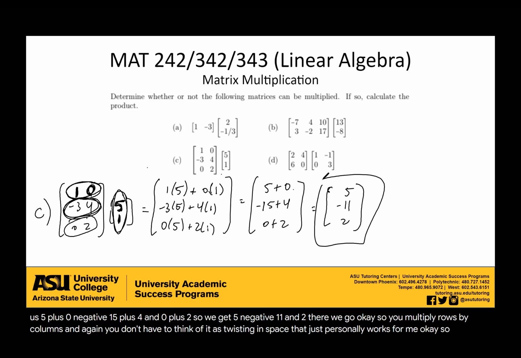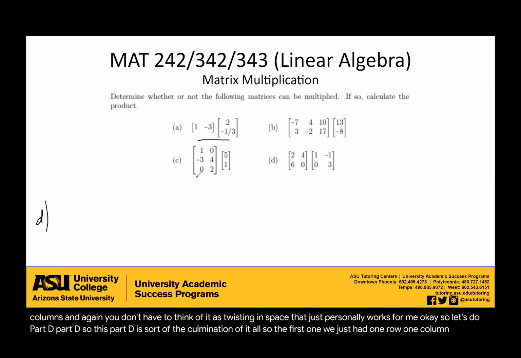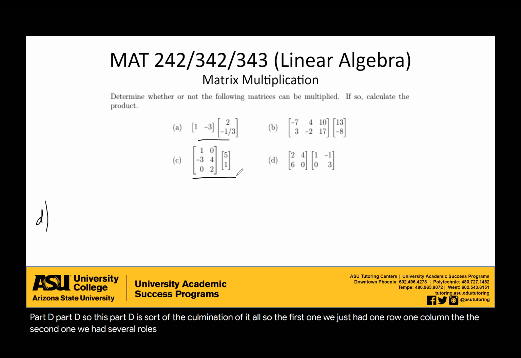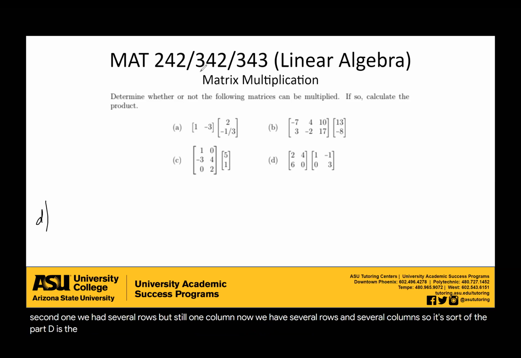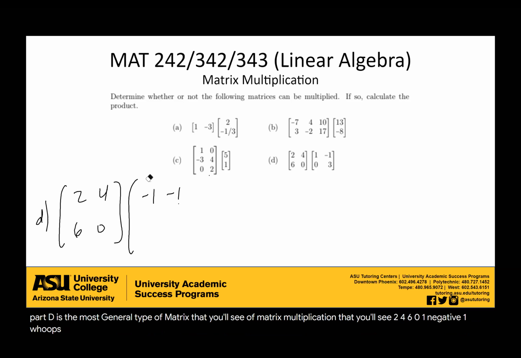Okay, so let's do part D. So this part D is sort of the culmination of it all. So the first one, we just had 1 row, 1 column. The second one, we had several rows, but still 1 column. Now we have several rows and several columns. So part D is the most general type of matrix multiplication that you'll see. 2, 4, 6, 0, 1, -1, oops, 0, 3.